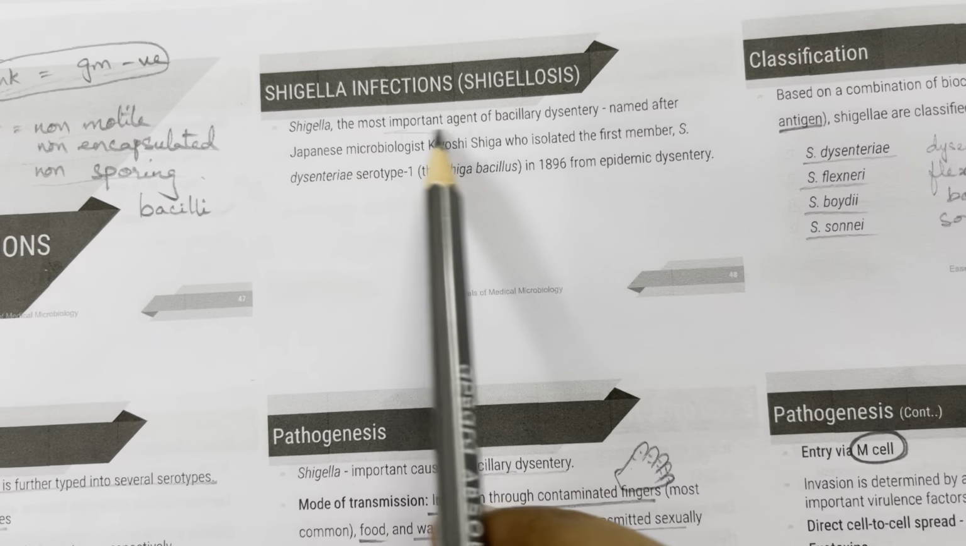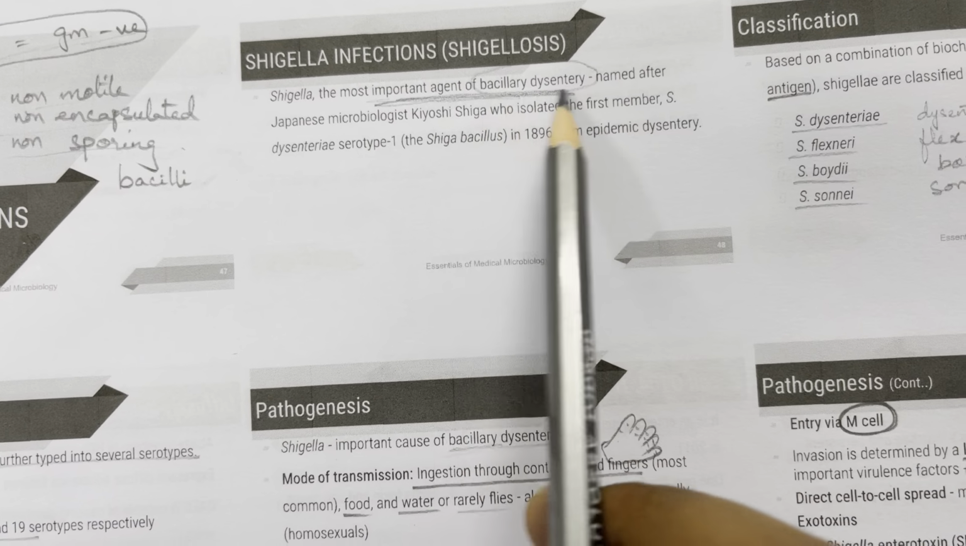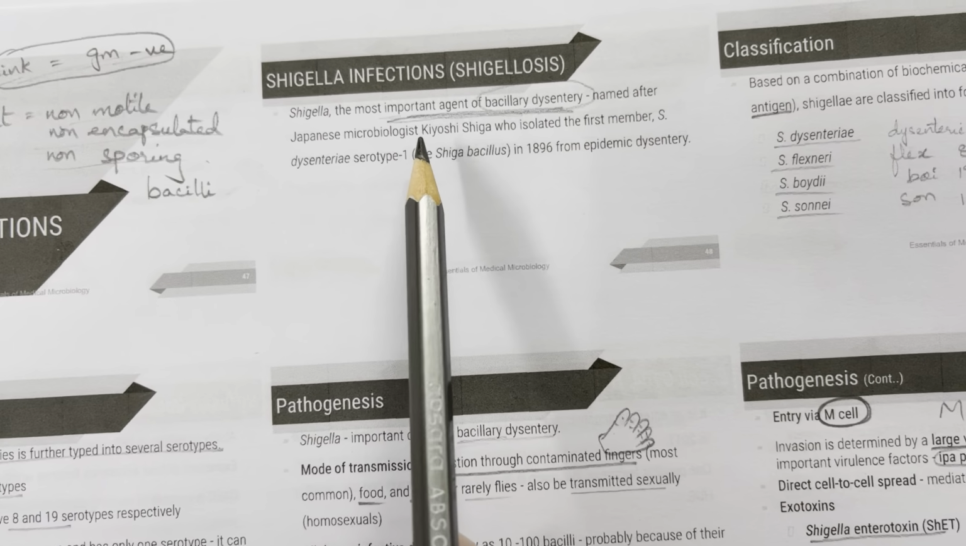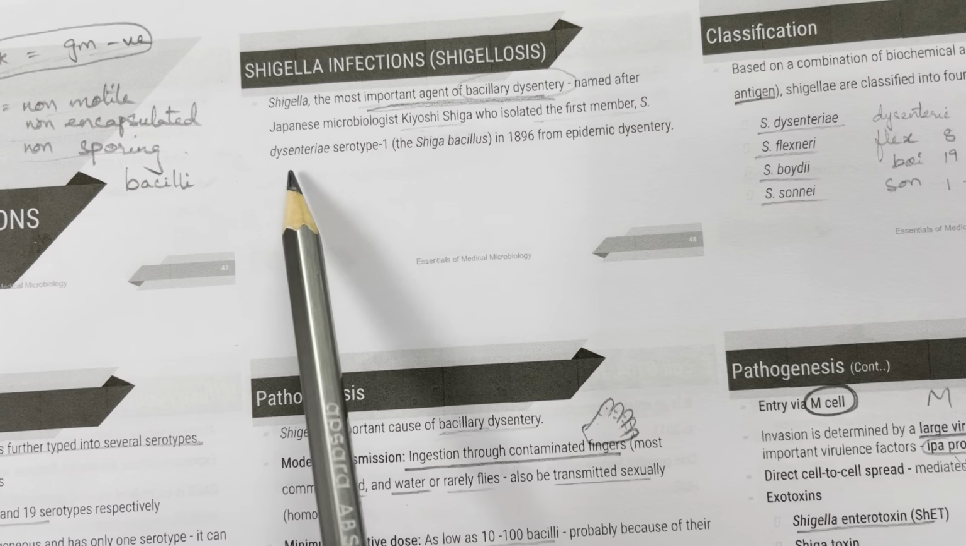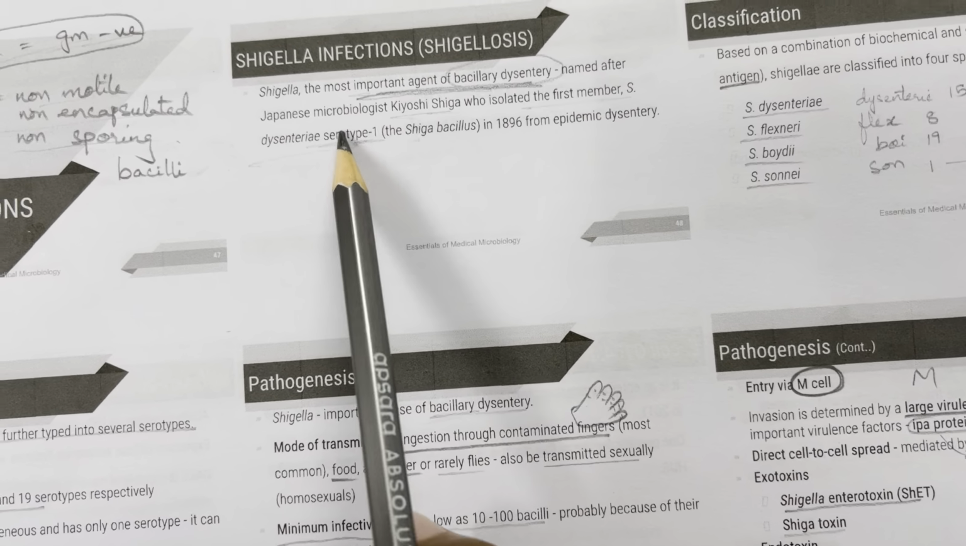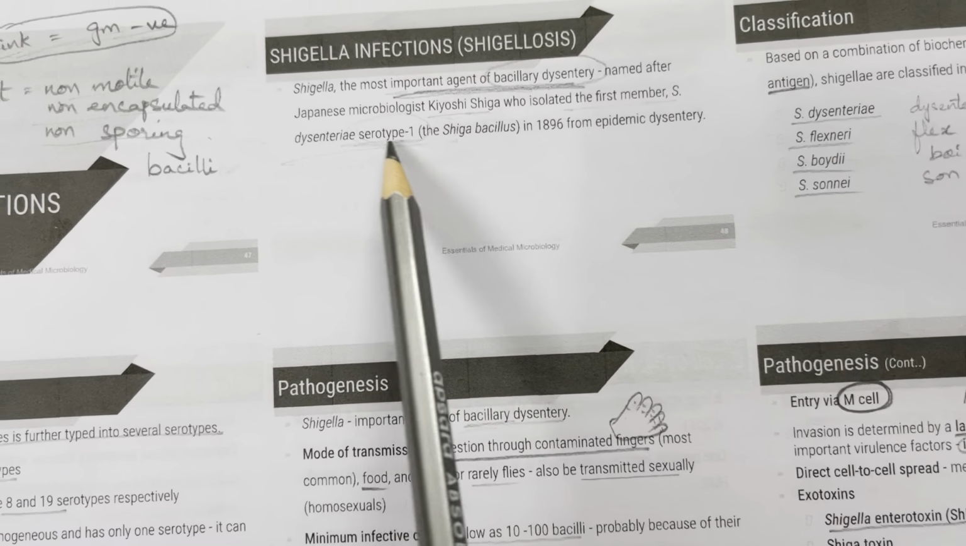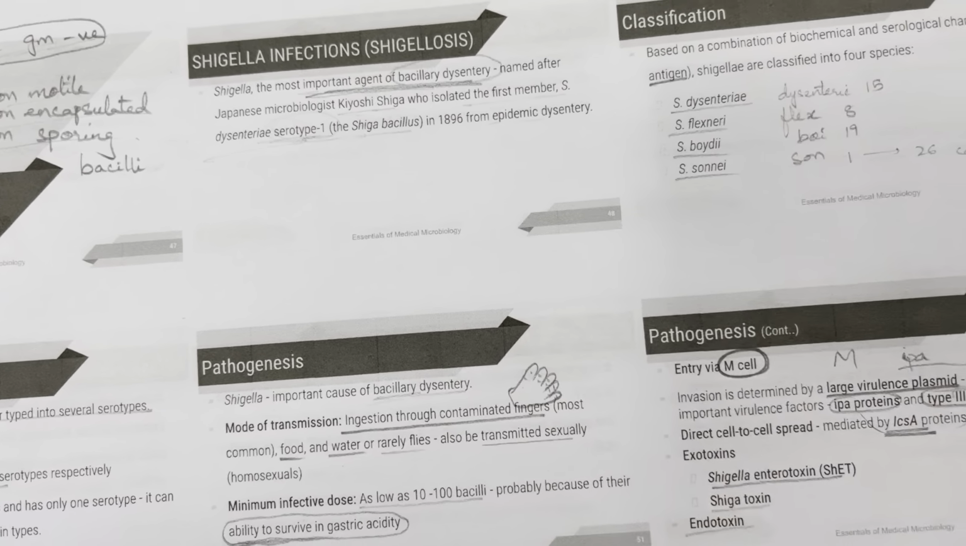Shigella is the most important agent of bacillary dysentery. It is named after Japanese microbiologist Kiyoshi Shiga, who isolated the first member, Shigella dysenteriae serotype 1, which has many exceptions in the biochemical reactions. We'll talk about that. Shigella bacillus causes epidemic dysentery.